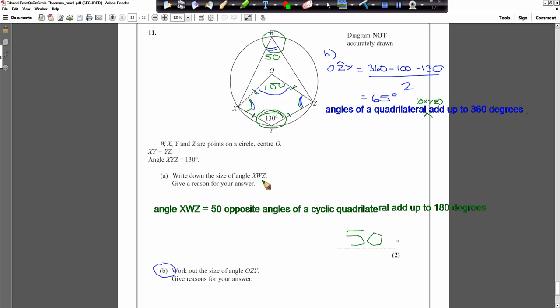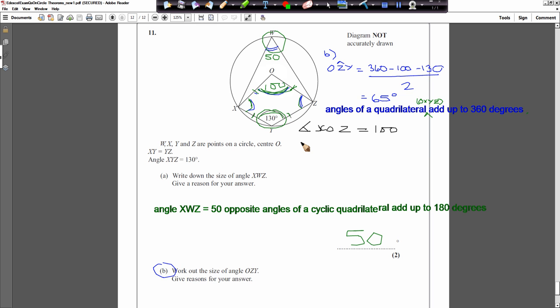Okay, are we happy with the 65? So the actual answer is 65 degrees, but we need to explain where this 100 came from. Now, where did the 100 come from? So we have to say now, angle X O Z is equal to 100. Y is equal to 100.